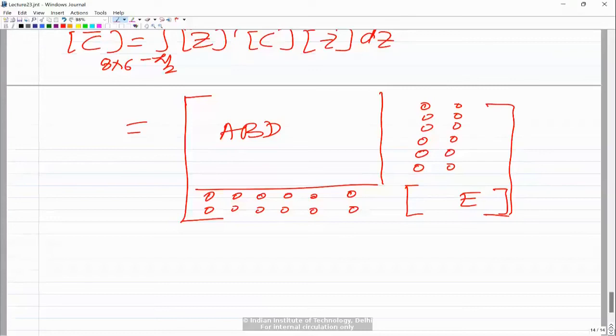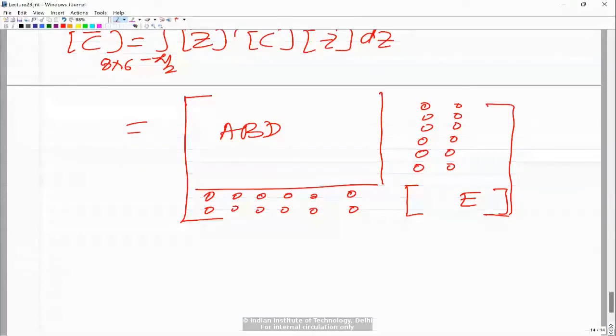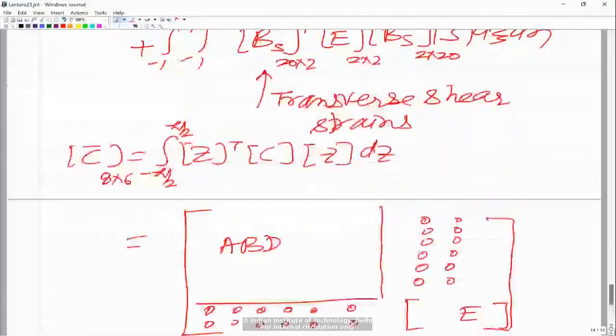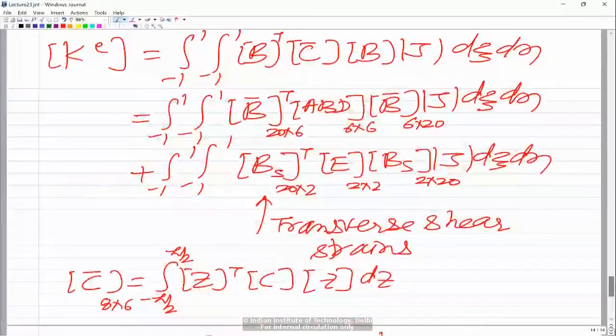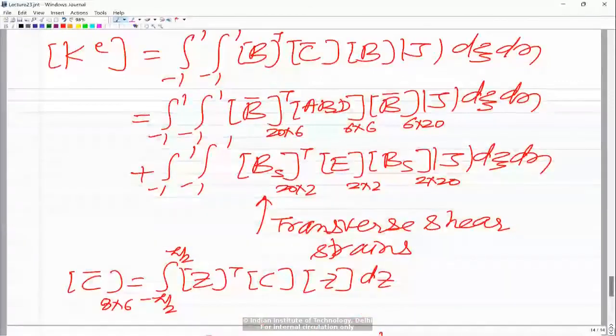So out of this C bar matrix, which comes from this Z transpose C into Z, C is a constitutive matrix. The first 6 rows and columns I am calling as ABD, and the last 2 rows and columns I am calling as E matrix. These would actually be all 0 because there is no coupling between the in plane and the transverse shear strains and stresses. Similarly, from B matrix you can take the first 6 rows, so that is B bar, and the last 2 rows we are calling as BS.